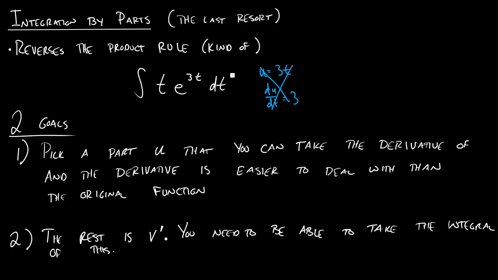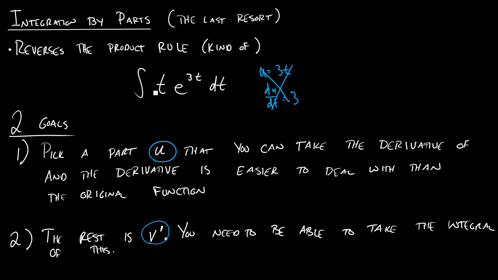And so the big thing that you have to do with integration by parts is you're going to have to pick a u and you're going to have to pick a v prime. Now, the way you pick u is it's going to be a part of your integral that if you take the derivative of that, it gets easier to work with.